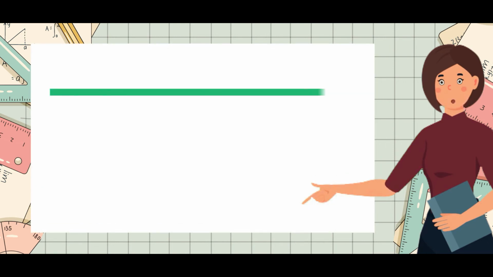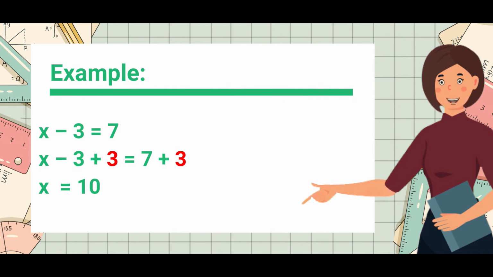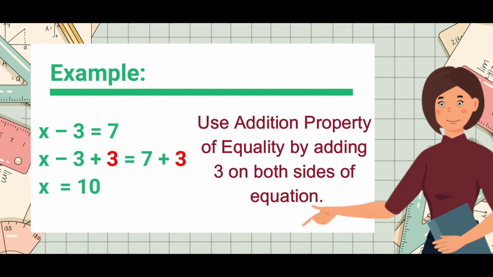For example, we have the equation x minus 3 equals 7. Using the addition property of equality by adding 3 on both sides of the equation, we will have x minus 3 plus 3 equals 7 plus 3. And that will result in x is equal to 10.